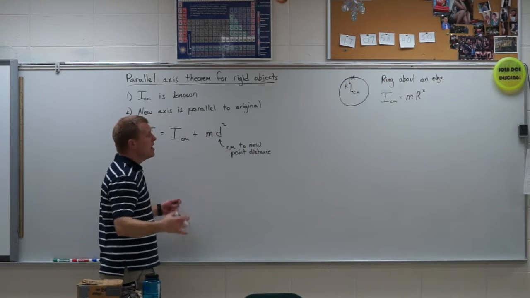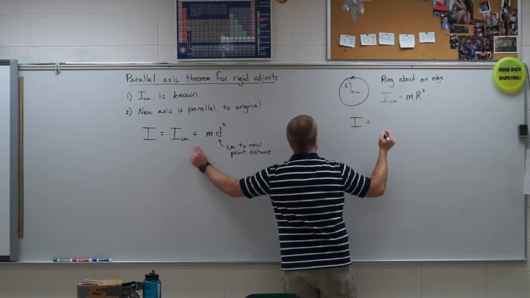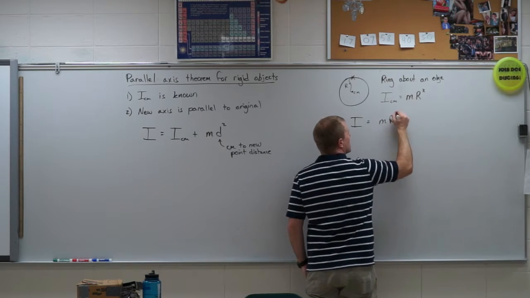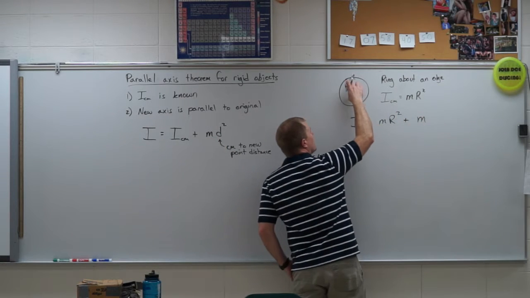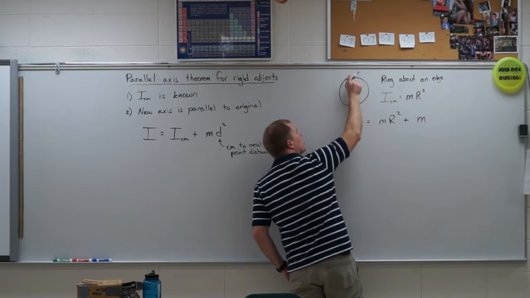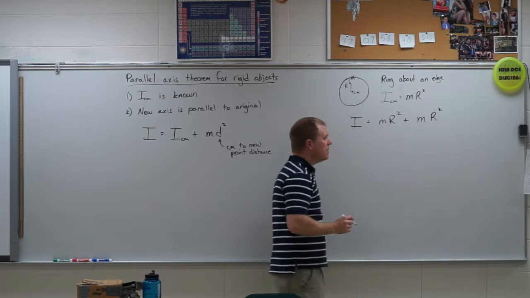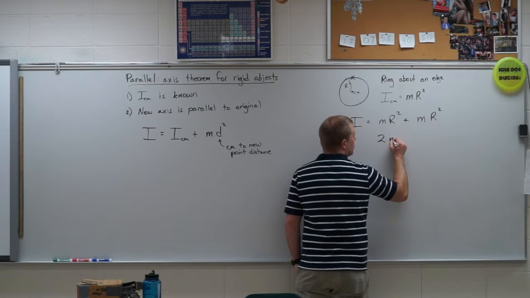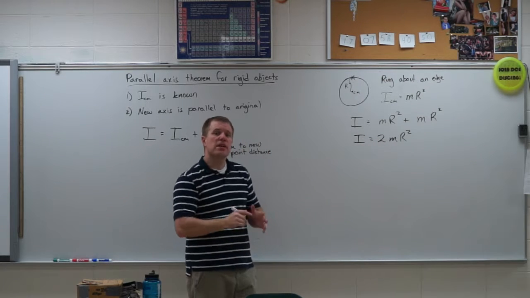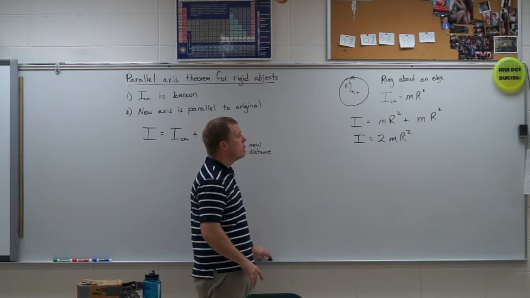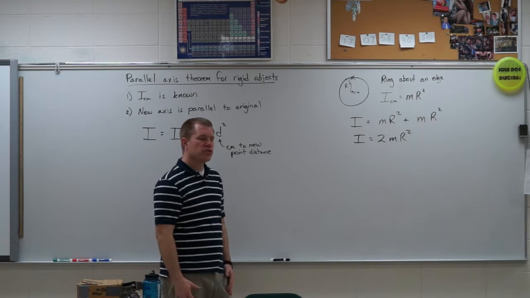All right, so let's apply it. Our new I value is going to be the center of mass moment of inertia, so mr squared, plus MD squared, and in our case, our new d value, the distance from the center of mass to our new point, is r, so r squared. And you'll notice that I just get 2mr squared as my new I value. That makes sense because we moved mass further away from the center, and so we've increased the moment of inertia just by how we've distributed that mass.